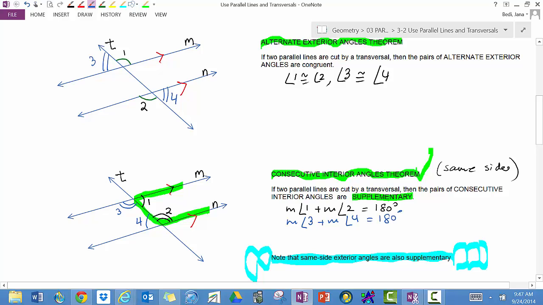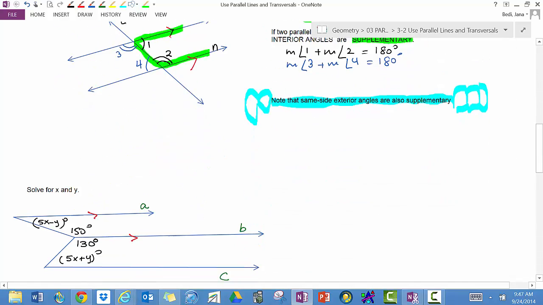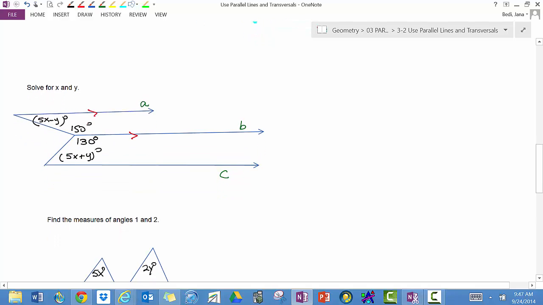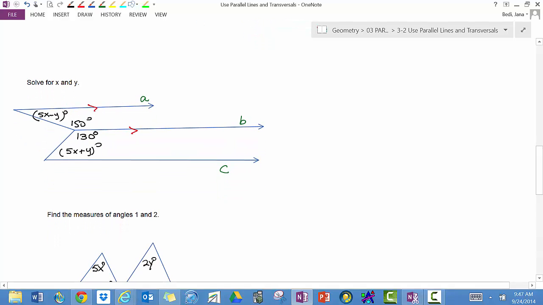Same side exterior angles are also supplementary. Instead of being within the lines, they are outside the lines. So let's work a few examples here. You are given lines A, B, C are parallel and you need to solve for x and y. So we will use the relationships that we know to do that.